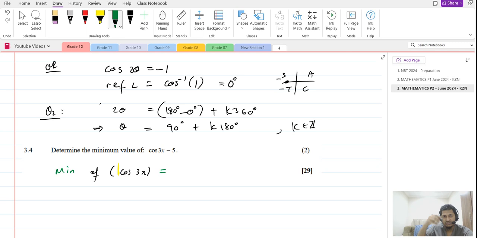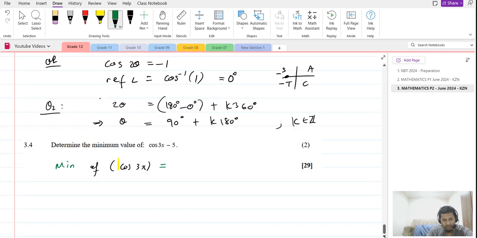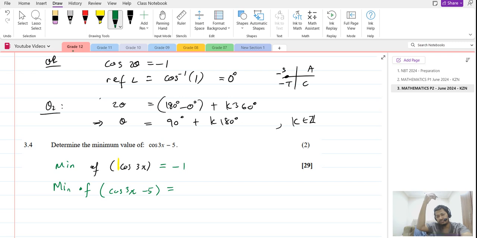The cos graph oscillates between 1 and minus 1. So we know the minimum value is negative 1. So what's the minimum value of cos 3x minus 5? Now remember, the graph shifted 5 units further down. So it's going to be minus 1 minus 5, because the entire graph shifts 5 units down. So the minimum value of this function is minus 6. I hope you guys understand.